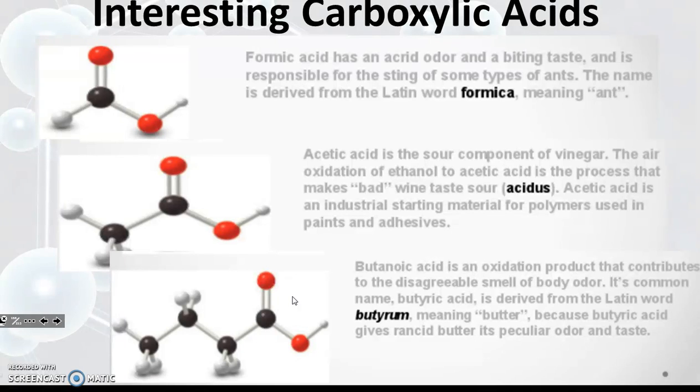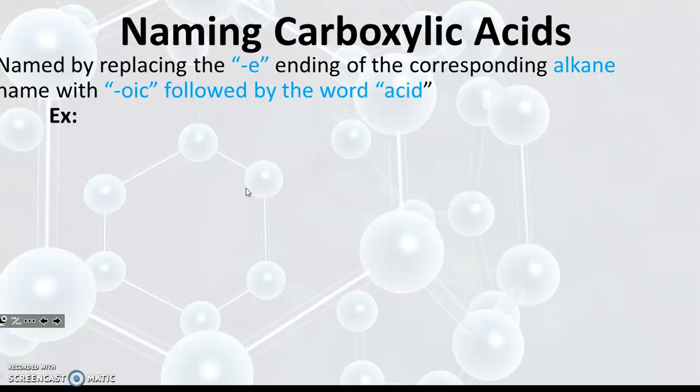So carboxylic acids are responsible for some interesting properties in different compounds. For example, formic acid is responsible for some of the sting in some types of ants. Acetic acid is what's in vinegar, that sour component of vinegar. It also is responsible for, if you leave wine out for an extended period of time, it gets a bad taste, and that's because the ethanol decomposes into acetic acid. The last one is butanoic acid, which is the reason for some bad smelling body odors. So just some interesting facts about carboxylic acids and their uses in daily life.